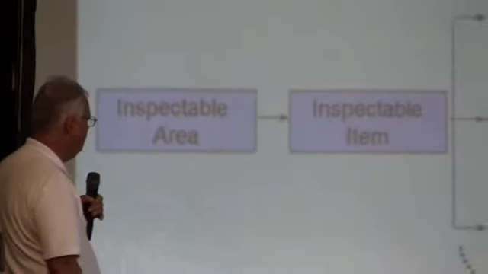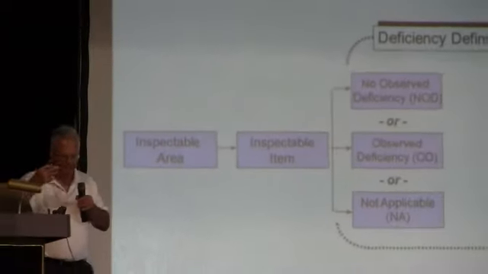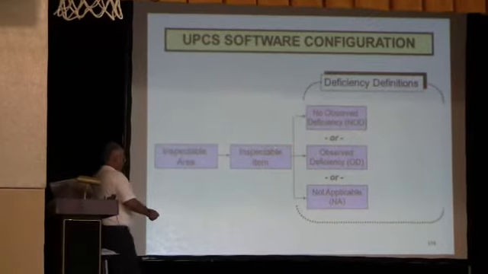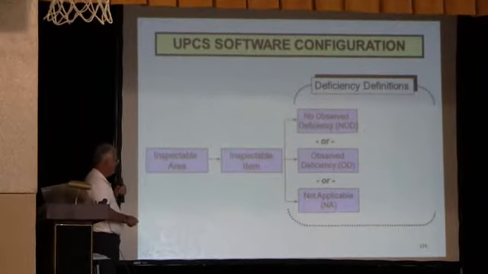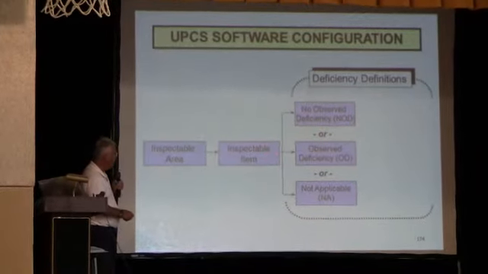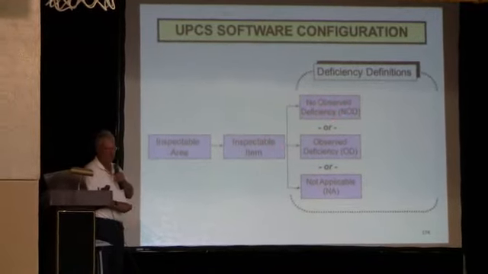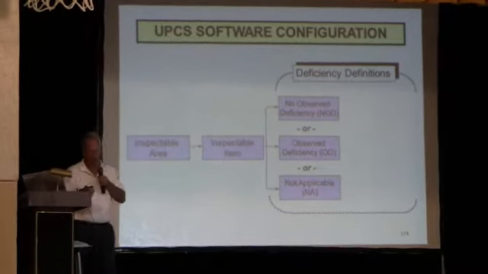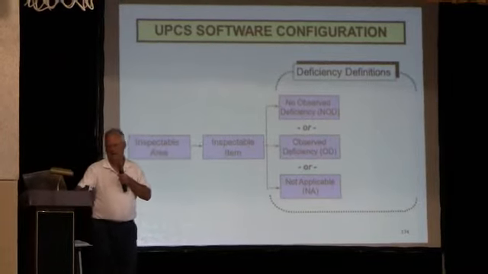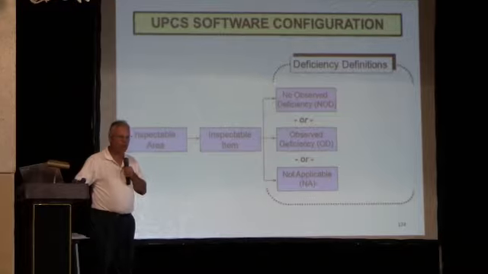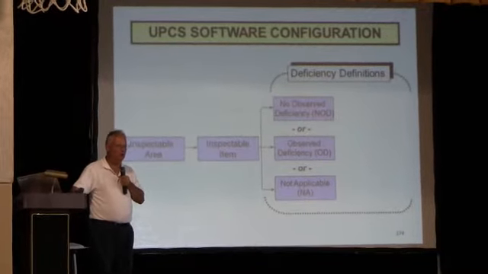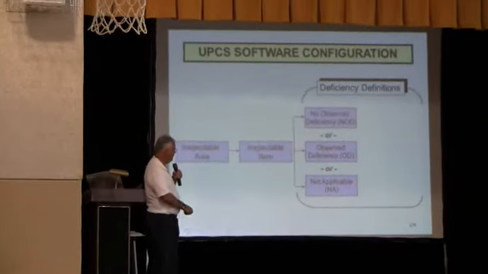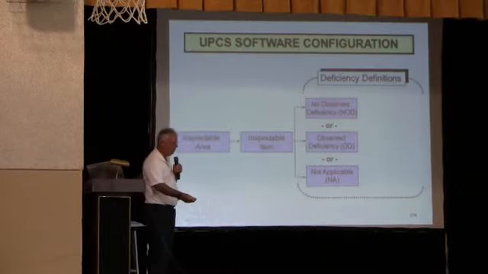And the way the software is configured gives you an idea of how this gets played out. You've got inspectable areas. You've got inspectable items. Then you have this tree, if you will: no observed deficiency, called an NOD. Or is it an observed deficiency, OD? Or is it an NA if it's not applicable to a certain situation? Let's assume you're in a unit and there's no laundry area, so you can't have a dryer vent disconnected. That would be an NA, because there is no laundry room inside the unit.